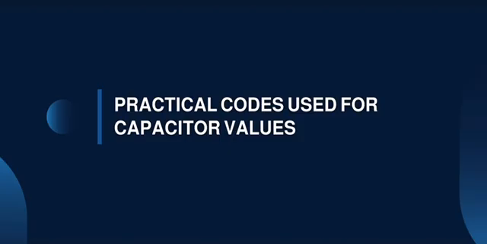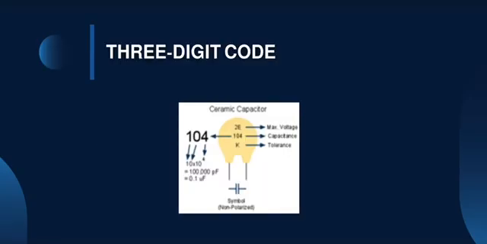Moving on, we will be discussing practical codes used for capacitor values. So the main idea we will talk about is the 3-digit code, which is one of the most common codes used for capacitance.